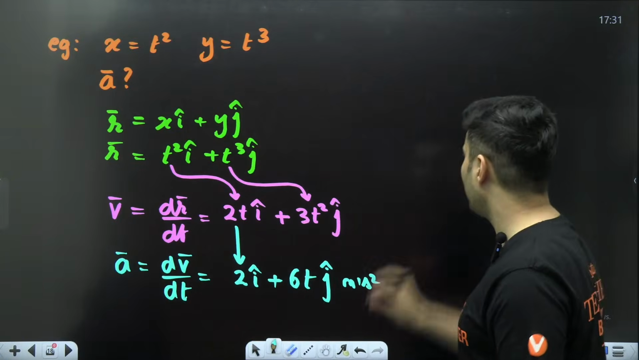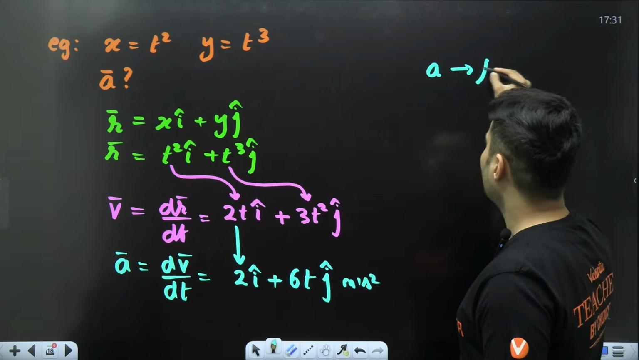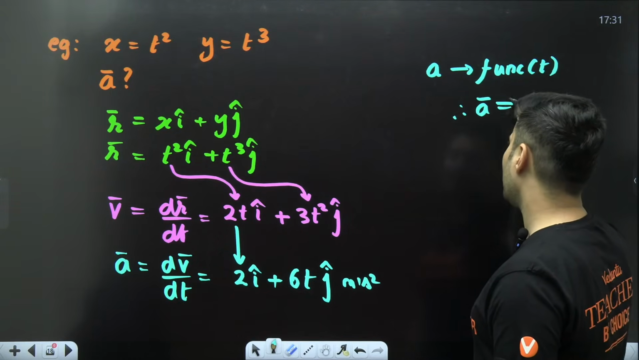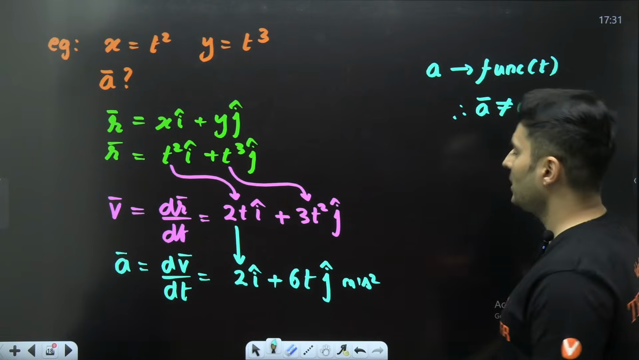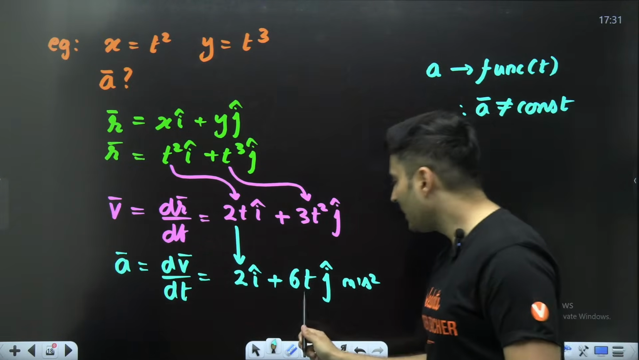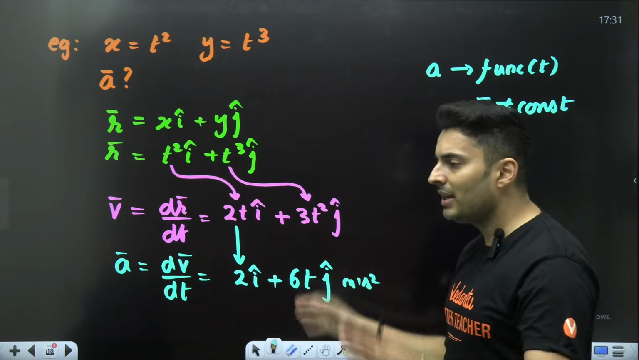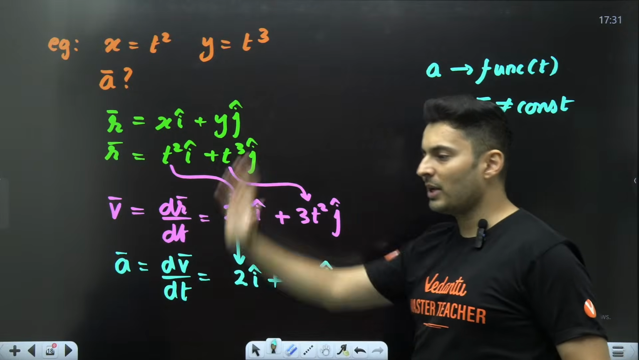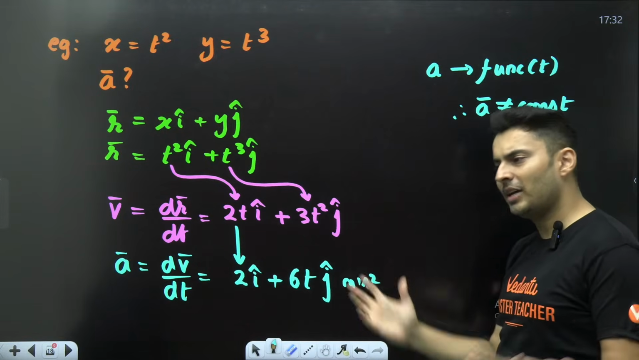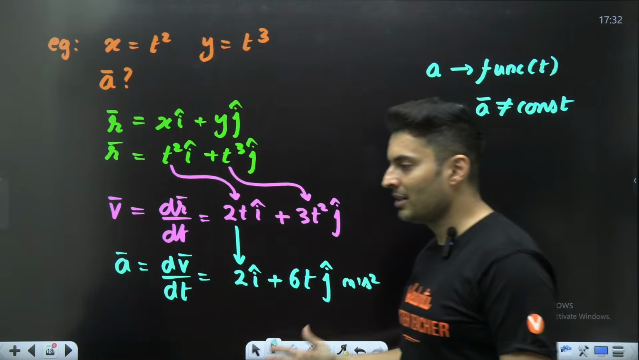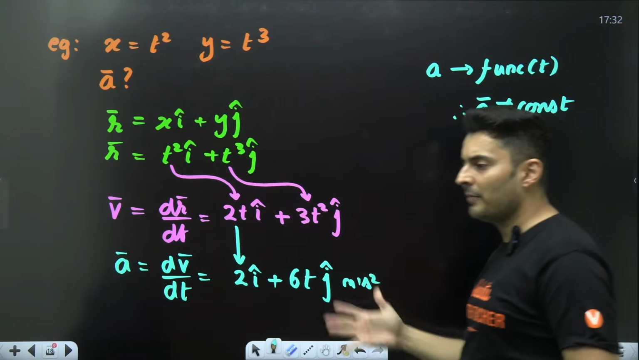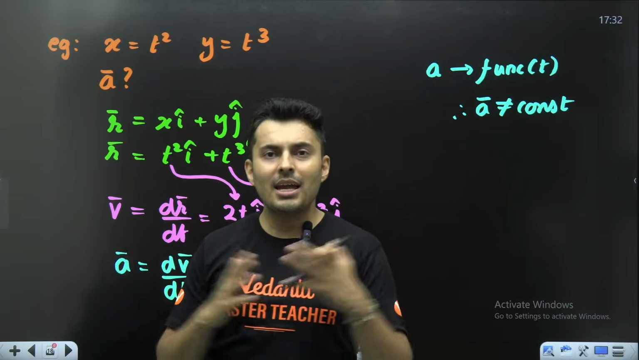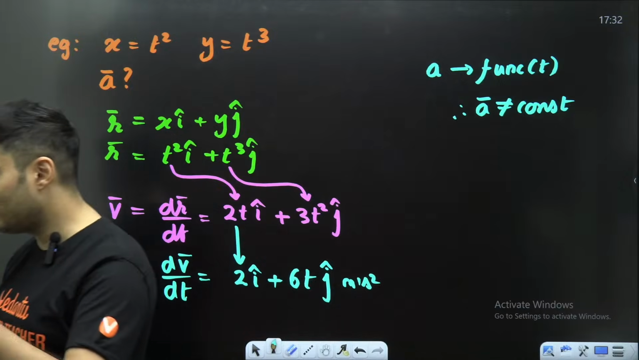Since acceleration is some function of time, therefore acceleration is not a constant. Acceleration is not uniform. If this t was not there, then every instant the acceleration would come out to be the same value, so the acceleration would be constant. But in this case, it is a function of time. So it is a non-uniform motion. This is how you solve any complex problem where acceleration is not constant, velocity is not constant, position is not constant, everything is non-uniform. Use derivatives.